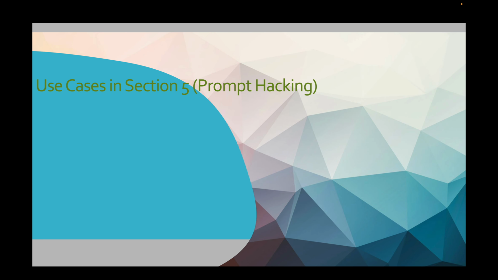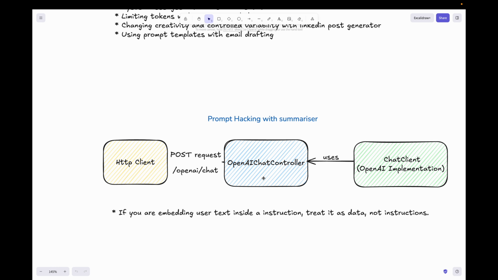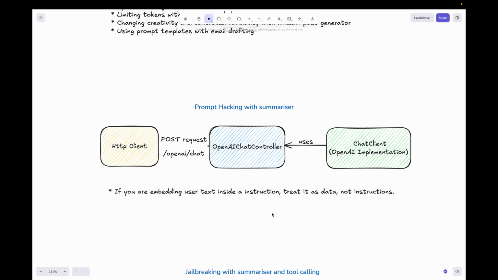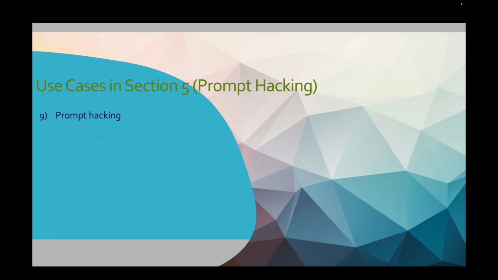Then in section 5, you will have different use cases and examples for prompt hacking. You will create a prompt hacking example with the summarizer. So here, if you are embedding a user text inside an instruction, you will learn to treat it as data, not instruction, when running this example. Then we'll continue with the jailbreaking example.